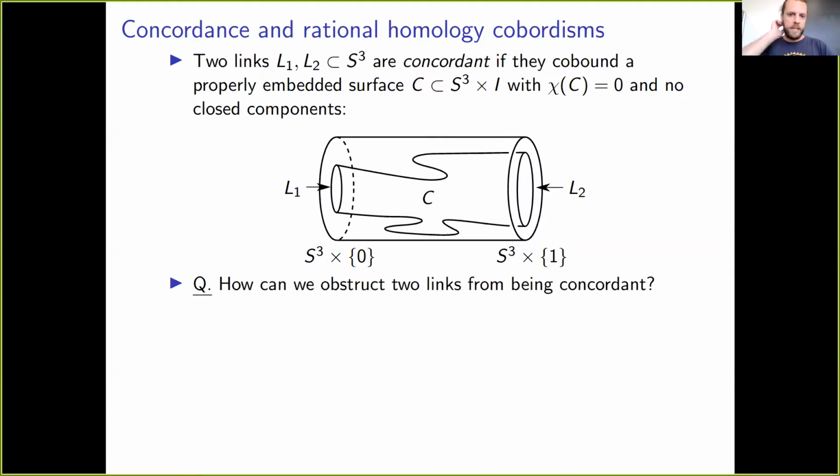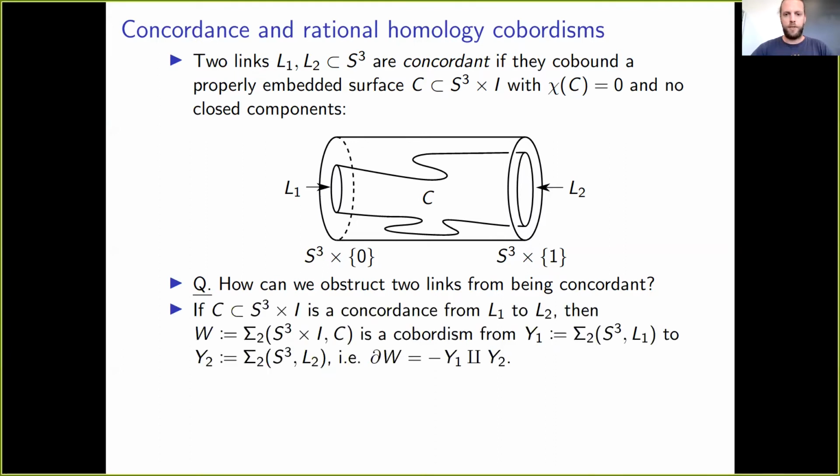So one basic question one can ask is, how can we obstruct two given links from being concordant? Like, how can we tell that they're not concordant? There are obviously many ways of doing that. There's a lot of concordance invariants out there.